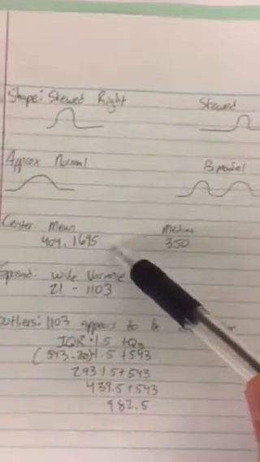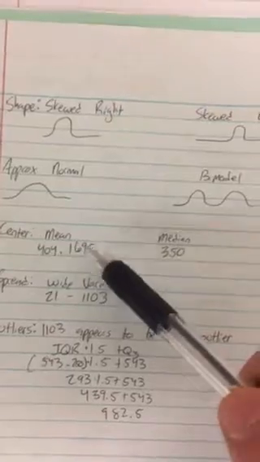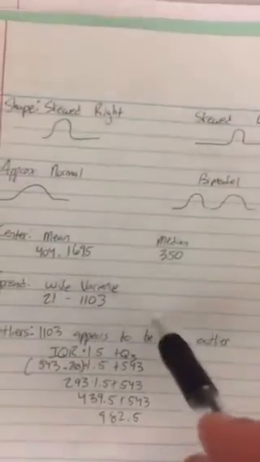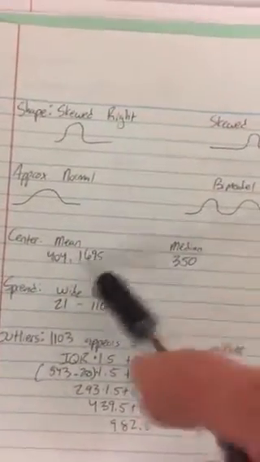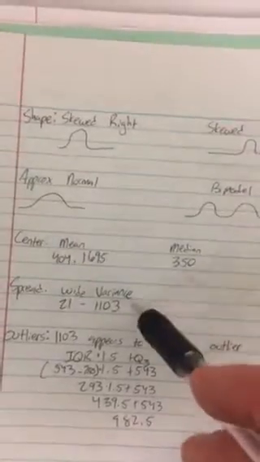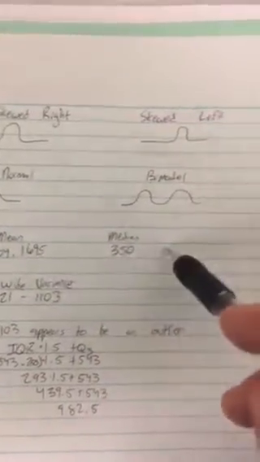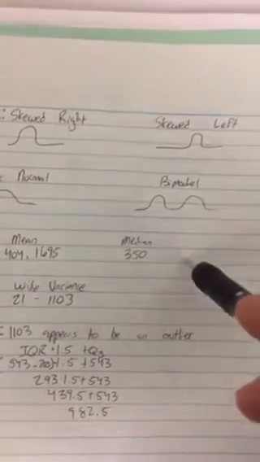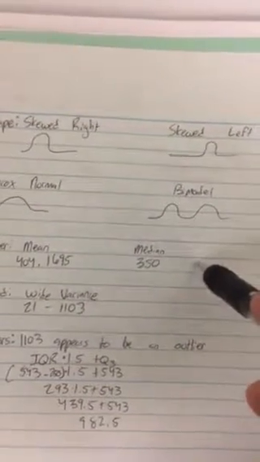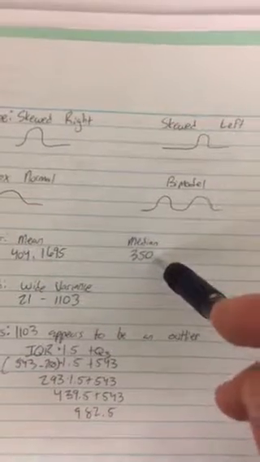Going down to the center, the mean, which is just the average, you take the total of all the data points, add them all together, and then divide by the total number. So the mean would be 404, and the median, which would be the number that is numerically right in the middle of the data, is 350.